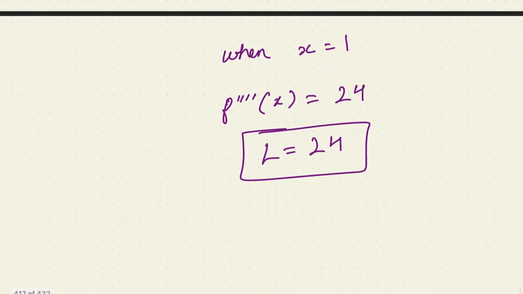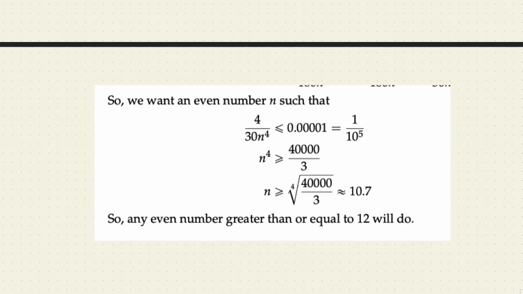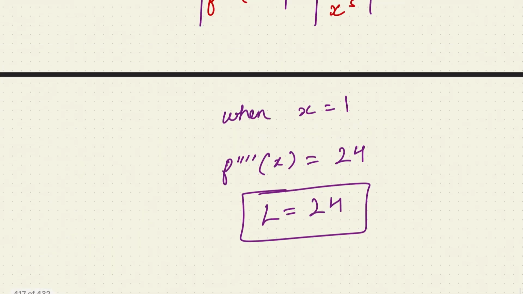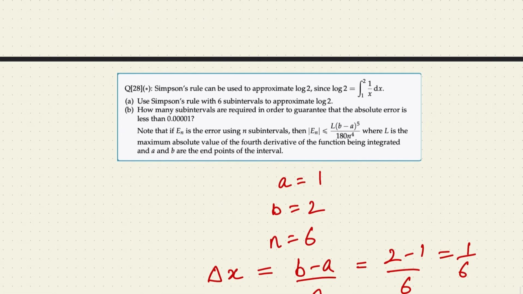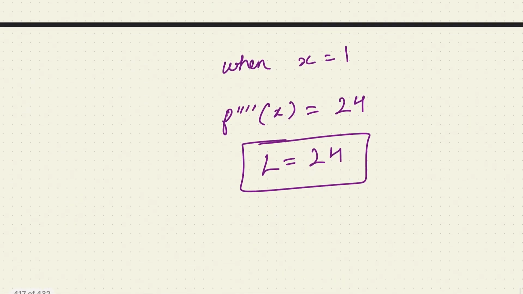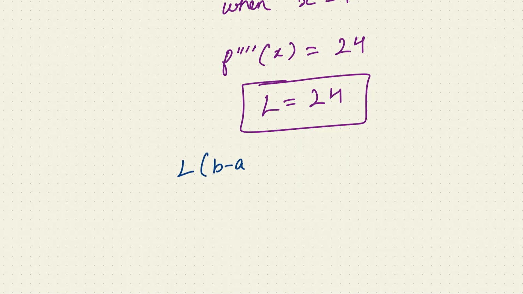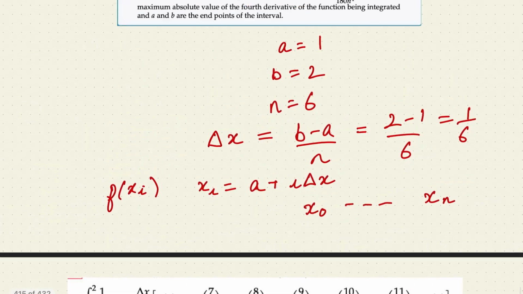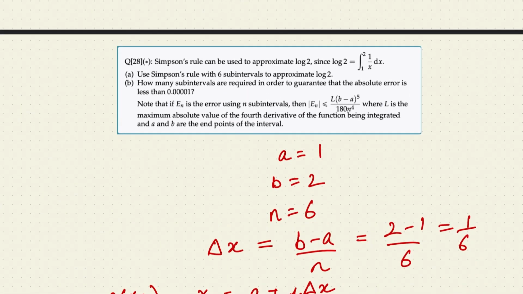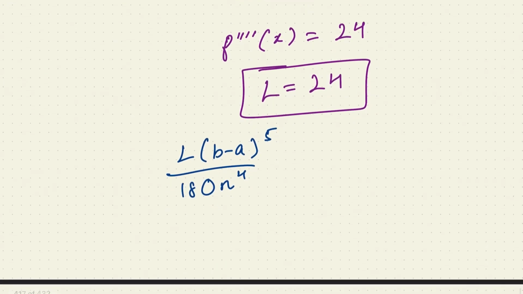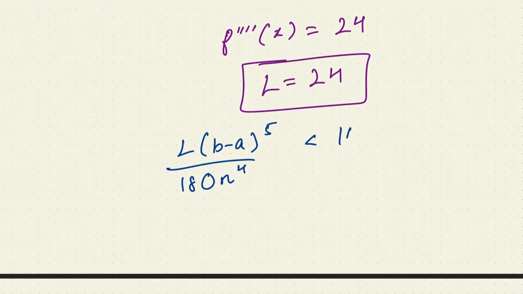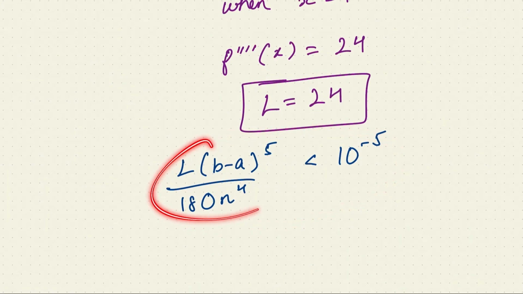So if we proceed on calculating that, we have this formula over here. The formula is basically L times b minus a to the power 5, upon 180 n to the power 4, right? And we know that this error should be less than 10 to the power minus 5 in this case. So if this expression should be less than 10 to the power minus 5, let's plug in all the values.